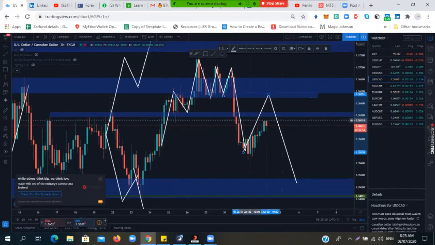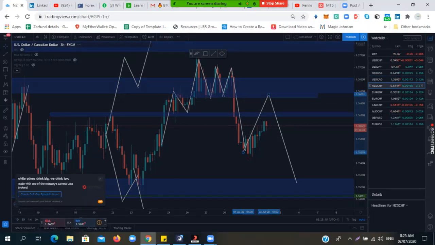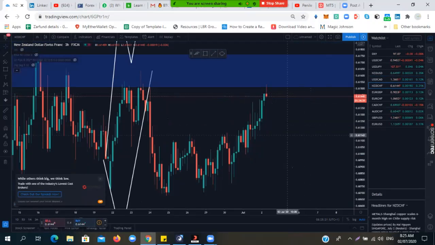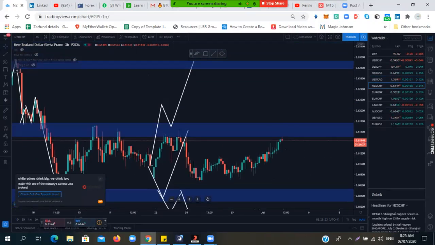Okay, so I've given out this trade this morning. I don't think this trade is going to be the best. I think this one is the best. So that's for NZD USD, that's for NZD CAD, and NZD CHF.